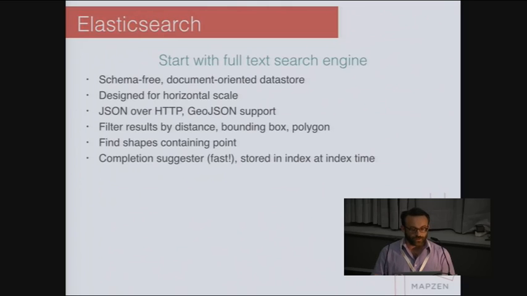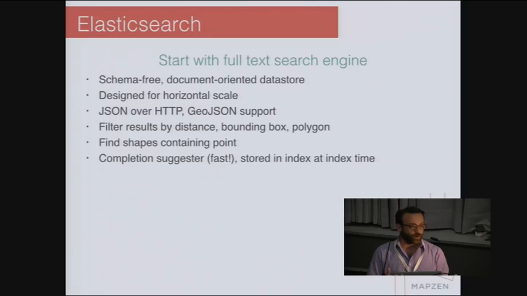It's a schema-free, document-oriented data store. It's designed for horizontal scale. At my previous startup, we had an Elasticsearch cluster running, I think it was like 6 terabytes, and it performed really well. It has a REST API, uses JSON over HTTP, and includes GeoJSON support. So you can index points, polygons, etc., and filtering by distance, bounding box, and polygons is quick and easy. So we make heavy use of this in both the build process as well as on the server side.